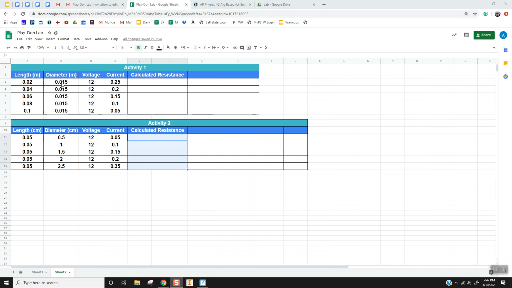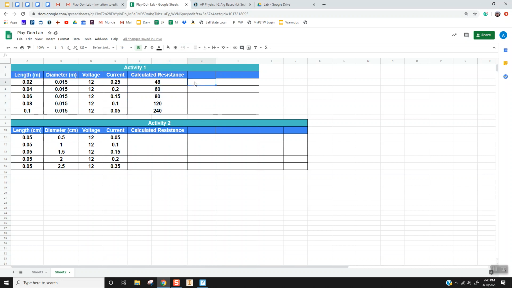So what you can see is that my diameter was held constant, but my lengths were increasing, so we can see how resistance changes according to the length of our Play-Doh. What we knew is that the voltage going through there was 12 because it's from a power supply, and then the current recorded was 0.25. So to calculate resistance, all we're going to do is say that's voltage divided by the current. Go ahead and enter, and then I'm going to go ahead and drag this down.